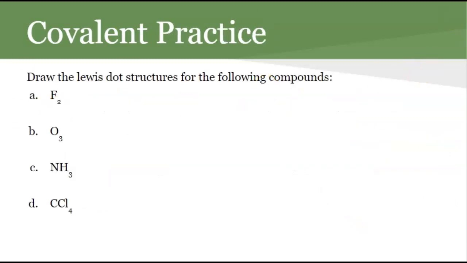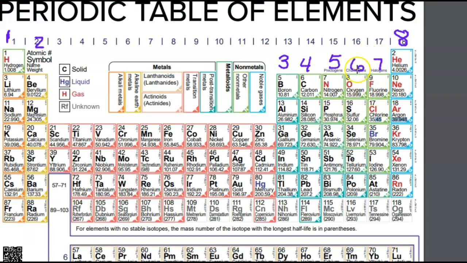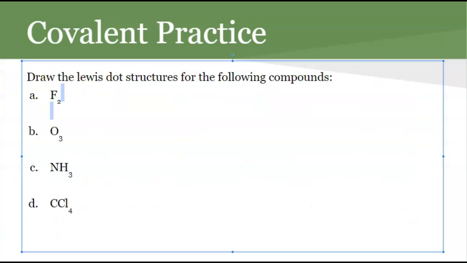So let's try to do some practice. I'll do 1 or 2 of these to get you going. So F2. F is an element. If I look at the periodic table here, F is right here with number 9. So F has 7 valence electrons, and I have 2 of them. So I'm going to have 1 F, with 1, 2, 3, 4, 5, 6, 7. This wasn't the best. And I have another F. I should have put 1 over here. 1, 2, 3, 4, 5, 6, 7. So they each have 7.